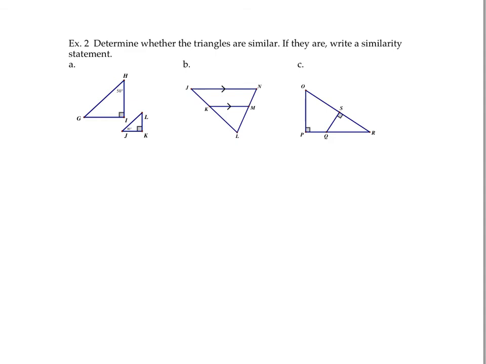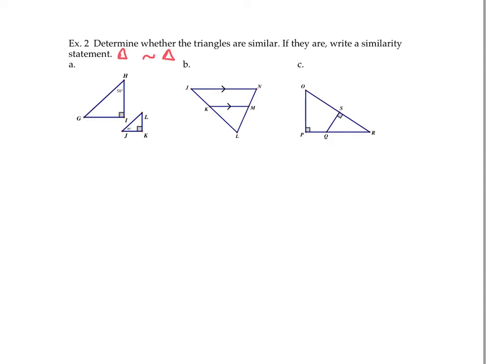Okay, in the next example, it says determine whether the triangles are similar. If they are, write a similarity statement. A similarity statement says triangle so-and-so is similar to triangle so-and-so. All right, so make sure you take a second to write that.